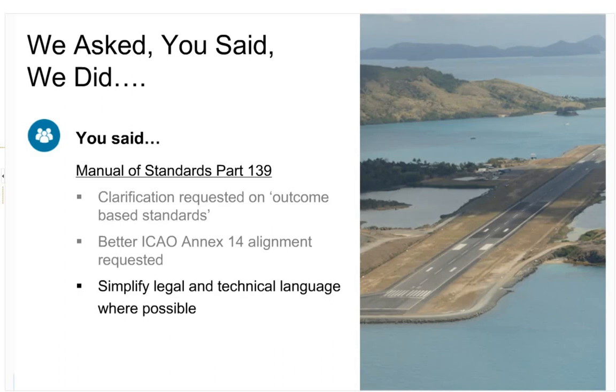There was some feedback we received about trying to simplify the legal and technical language used in the manual standards and the regulation where possible. Whilst there's some limitations to how much we can do that, given that these are legislative documents and are written by very, very qualified and technical legislative drafters against very, very strict policy settings, what we can try to do outside of that is provide you with better guidance and training and education to explain what those requirements are based on the legislation, the regulation and the MOS.